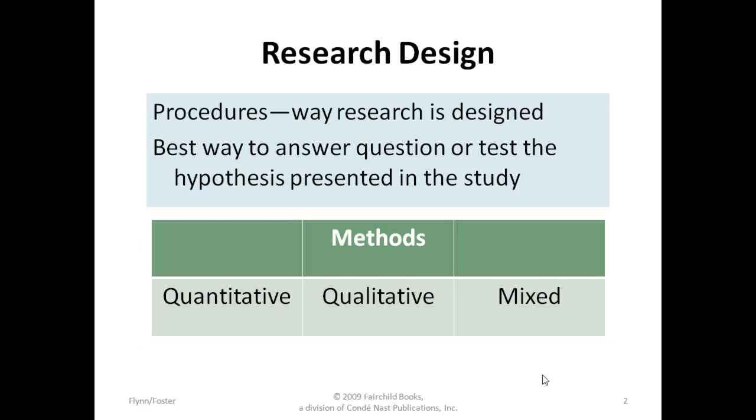When looking at your research design, we're going to look at procedures, and this is the way the research is designed. Research design can be quantitative, qualitative, mixed methods, or a combination of the two. The researcher looks for the best way to answer questions or test hypotheses with their research design. For your study, you will be doing quantitative for your project because it's the easiest, cheapest, and quickest way in the short amount of time that we have to collect your information.